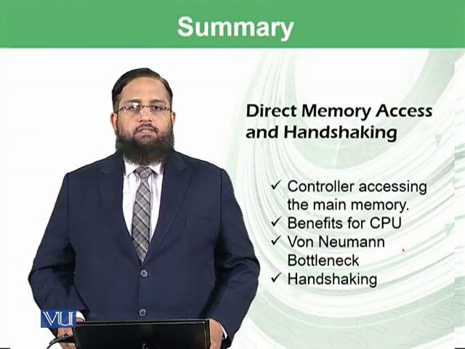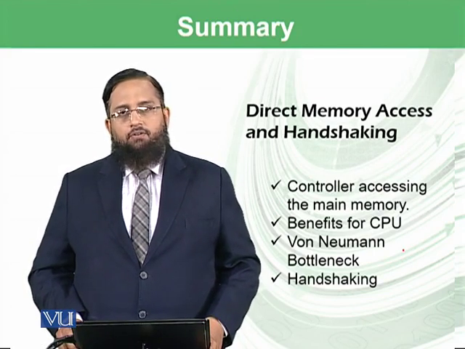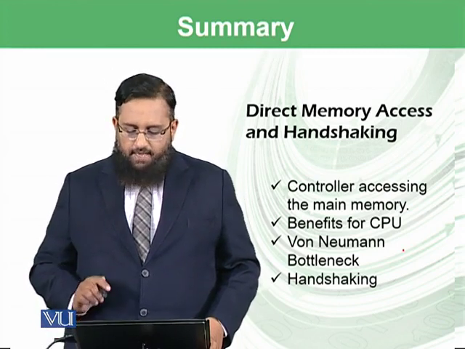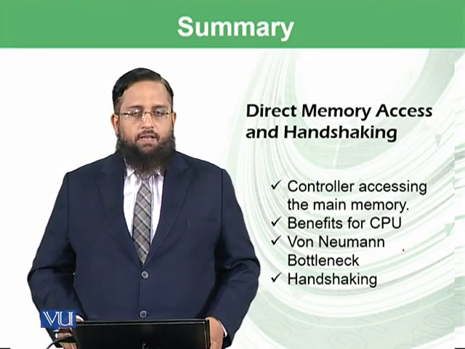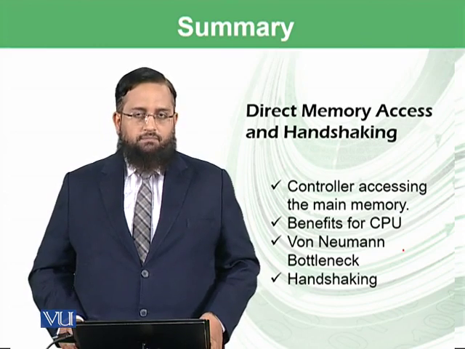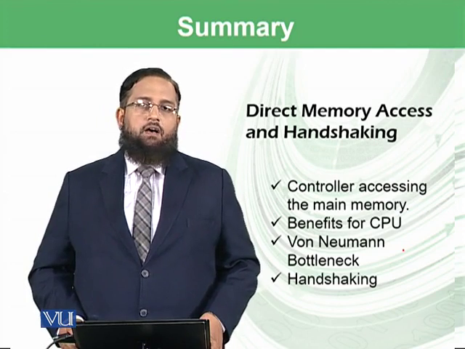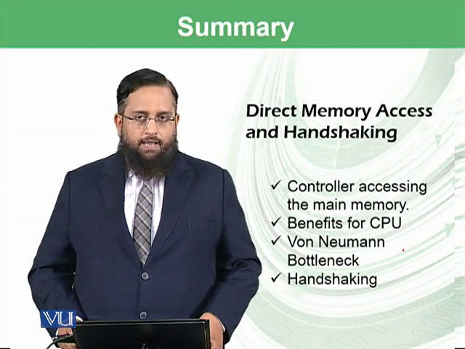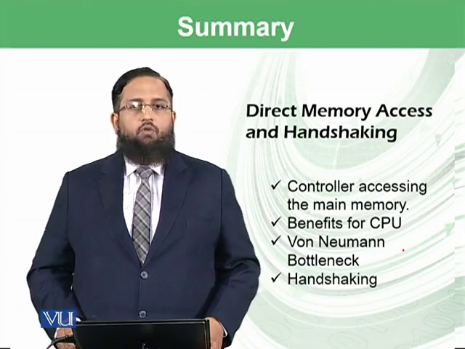If we summarize today's module, we have learned two important concepts. One is direct memory access using the controller, because it has direct access to the main memory. And then we have seen that there are certain benefits of it, as the CPU is free for such a time slot. However, there is a well-known issue known as the von Neumann bottleneck, which should be avoided. And then we also learned the process of handshaking.